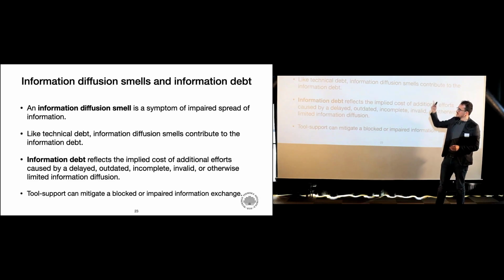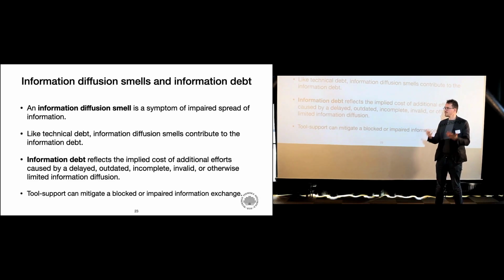And these information diffusion smells, just like technical smells and technical debt, contribute to information debt, and this can be very costly. Our goal is to have tool support to indicate those kinds of problems. It's not solving the problem, but in the first step, indicating there is a problem because I just have not accessed the data as I need it, when I need it.